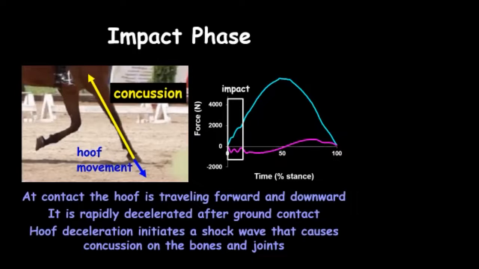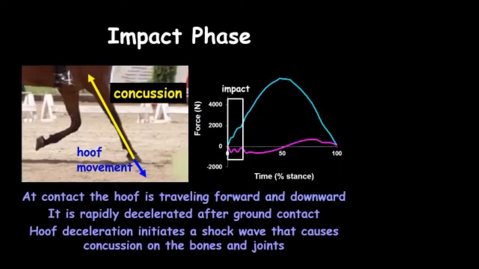And that deceleration initiates a shock wave that causes concussion on the bones and joints. So this impact phase, when the hoof just contacts the ground and gets decelerated, is potentially an injurious phase for the bones and the joints, the hard tissues of the limb.